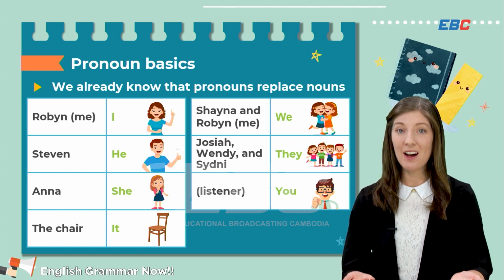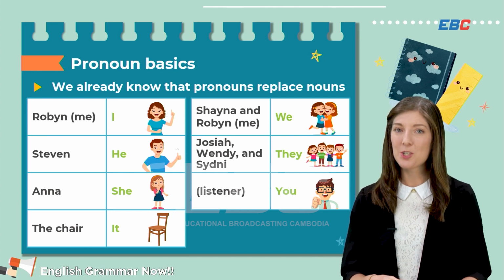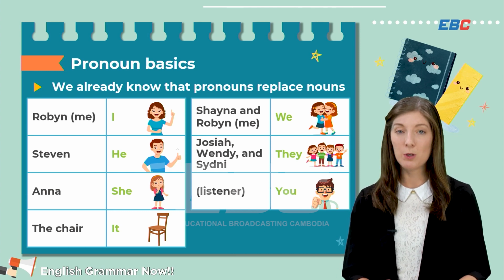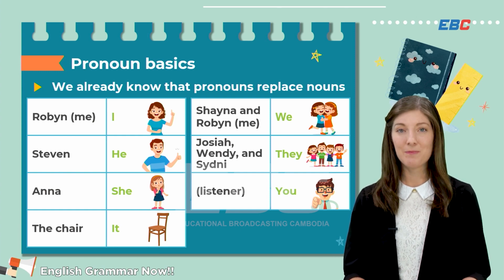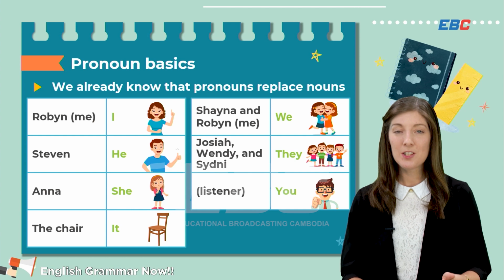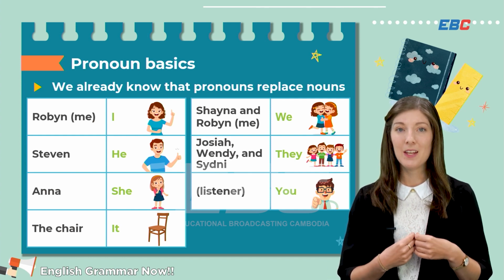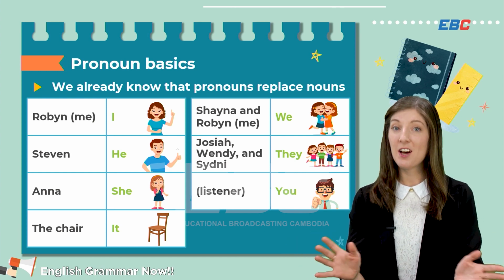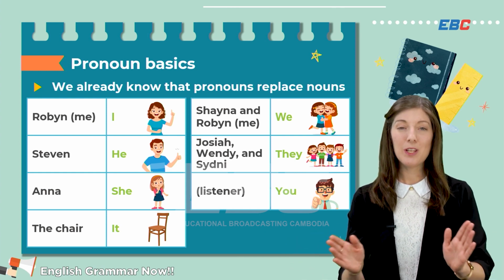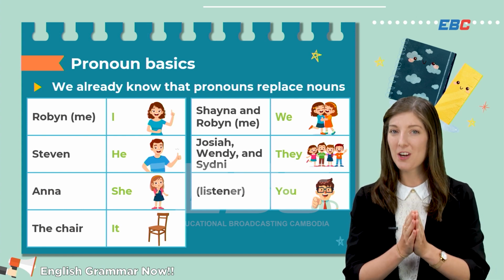We use I to talk about me, the speaker. He or she to talk about a man or woman. We use it to talk about a thing. We use we to talk about a group of people that includes me. We use they to talk about a group of people that does not include me. And we use you to talk about the listener, whoever we're talking to.